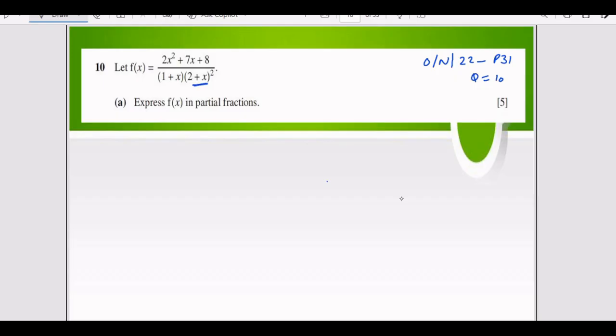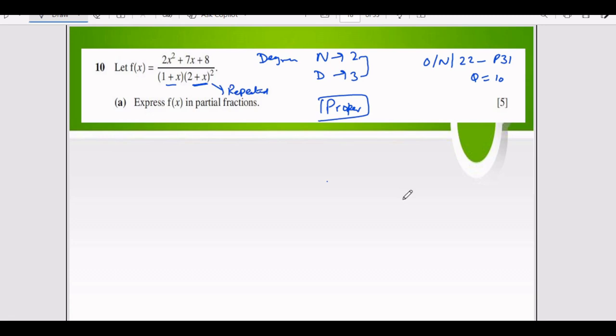First of all we need to see the degree of the numerator and denominator. The degree of the numerator is 2 and the degree of the denominator is 3. So this is a proper fraction, right? One thing is clear: this is a proper fraction, so there is no need to divide. Now we have two factors here, one is 1 plus x, another one is 2 plus x to the power 2. So that means this is a repeated root, right?